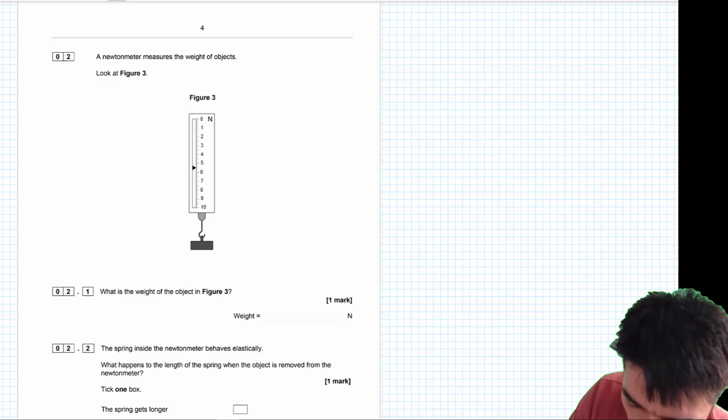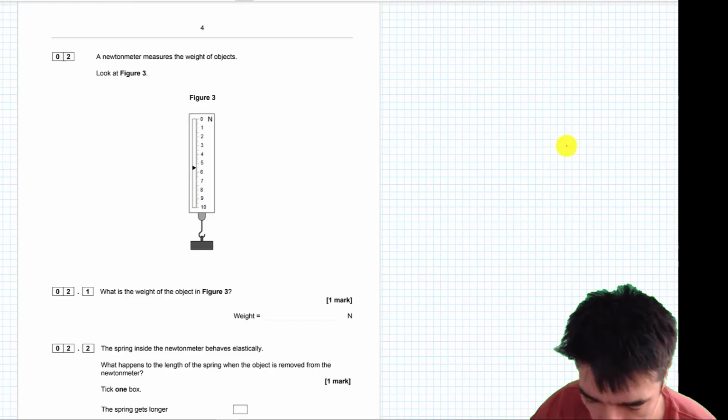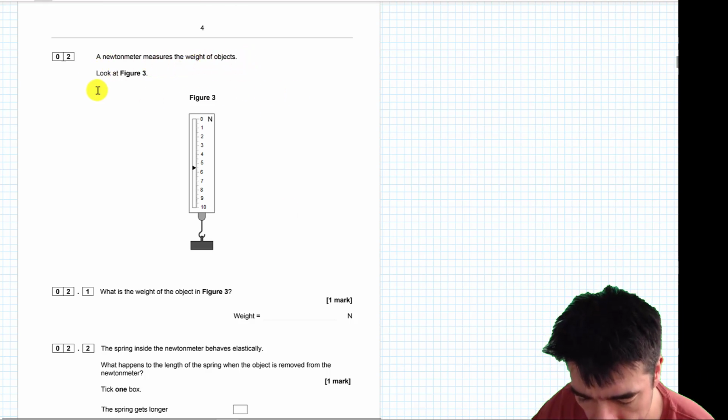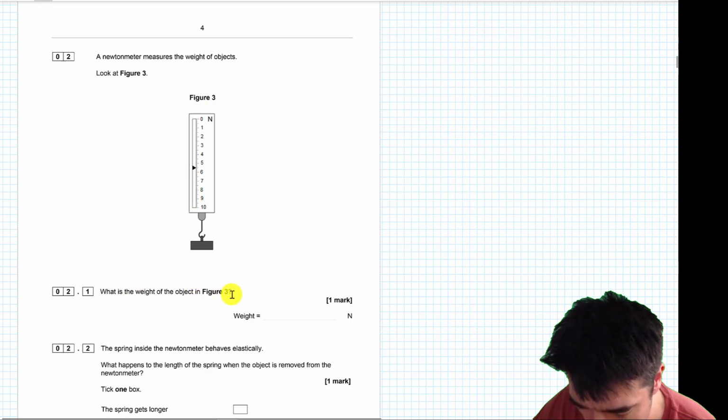Anyway, hope you found that interesting. So let's have a quick read of the question. So we are told a Newton meter measures the weight of objects. Look at figure 3. Here is figure 3. What is the weight of the object in figure 3?